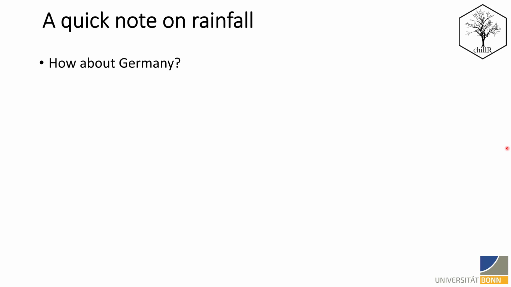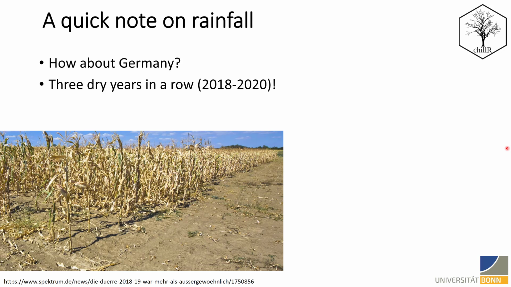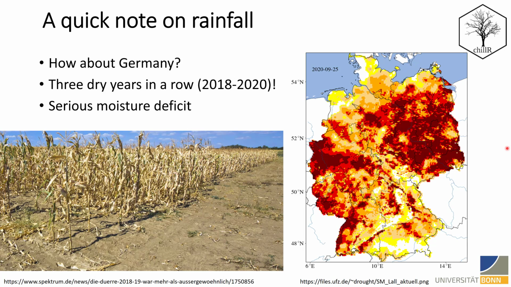How about Germany, though? In Germany, of course, we all have seen this year, 2020, also 2019, 2018 were pretty dry, right? Very dry spring and summer. Three dry years in a row. That's pretty remarkable. And much of our agriculture looked like this in much of Germany. So this is not a particularly vibrant maize field, and possibly not worth a lot of money. So this farmer was likely rather unhappy about this. So we have a serious moisture deficit in much of Germany currently, much of Europe.